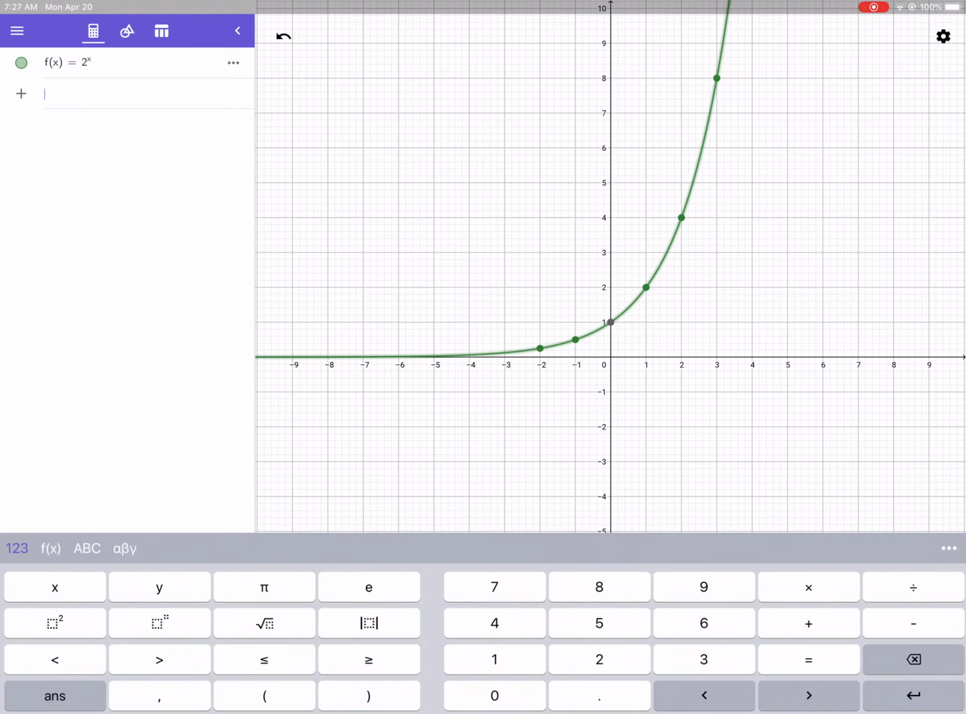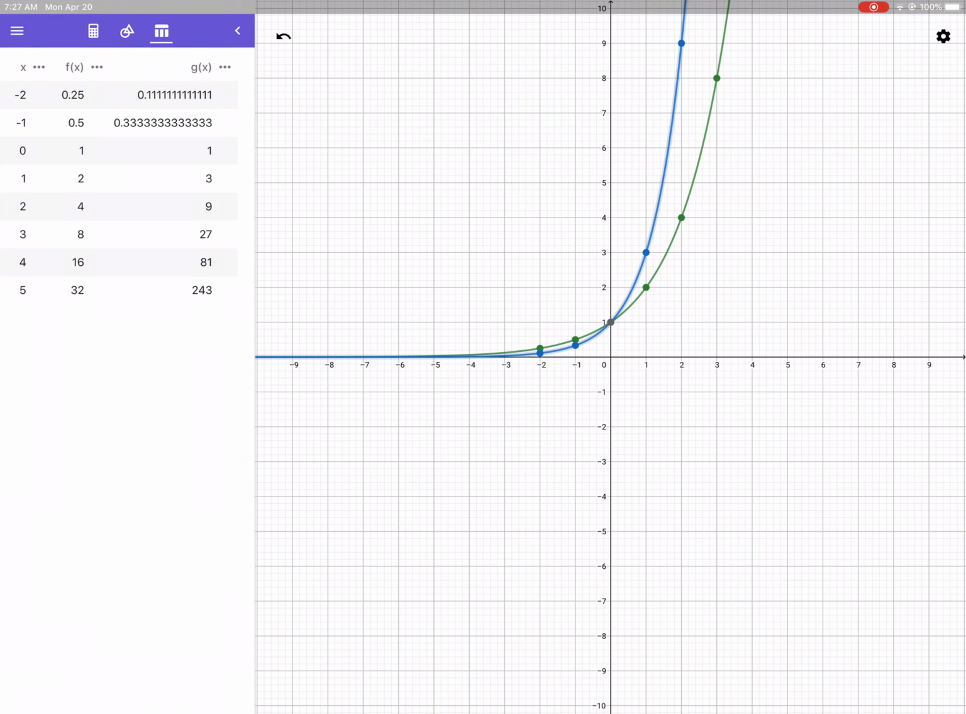So I can make that base anything I want. If I want to make it 3 to the x, look here. It's steeper, right? Does everybody agree? It's now increasing. If I looked at a table of values, look, it's going from 1 to 3, 3 to 9, 9 to 27. It's now not doubling, it's tripling. Now, I shouldn't say increasing. It's being multiplied by 3 every single time. This is not increasing at a constant rate. It's not linear. It's exponential.